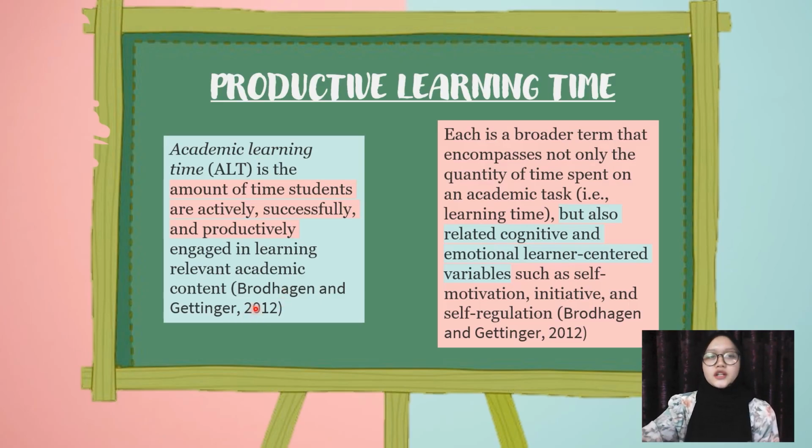Why do I say so? This is because, according to Brodagen and Gettinger 2012, academic learning time or productive learning time is the amount of time students are actively, successfully, and productively engaged in learning relevant academic content. Not just that, it also considers not only the quantity of time spent on an academic task, but also related cognitive, emotional, and learner-centered variables such as self-motivation, initiative, and self-regulation. That is why the learning content and activities delivered by a teacher are very significant. The teacher must deliver the learning content or conduct activities at the students' level, so that we can enhance the students' critical thinking skills.